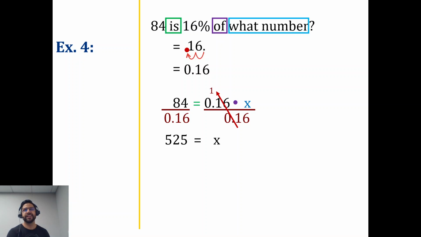Now, if you notice, this is not a percent answer because I already have the percent as the problem, 16%. Some students the other day asked, Mr. Murillo, do I do a percent on this answer? No, the percent symbol is already given to you. So the new sentence would be 84 is 16% of 525.